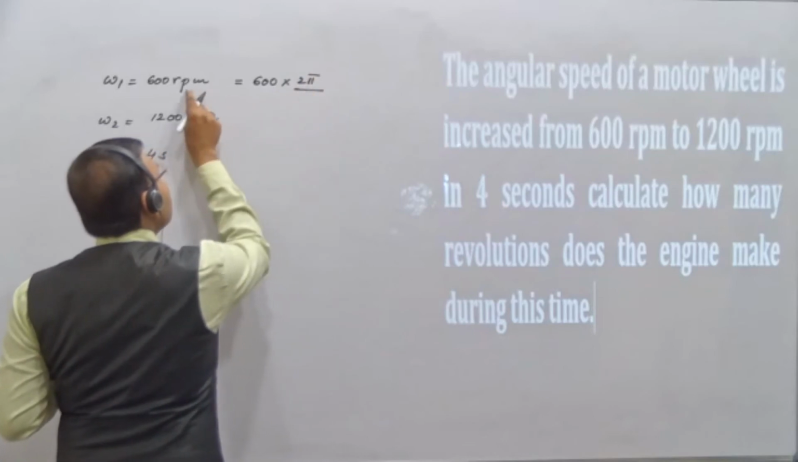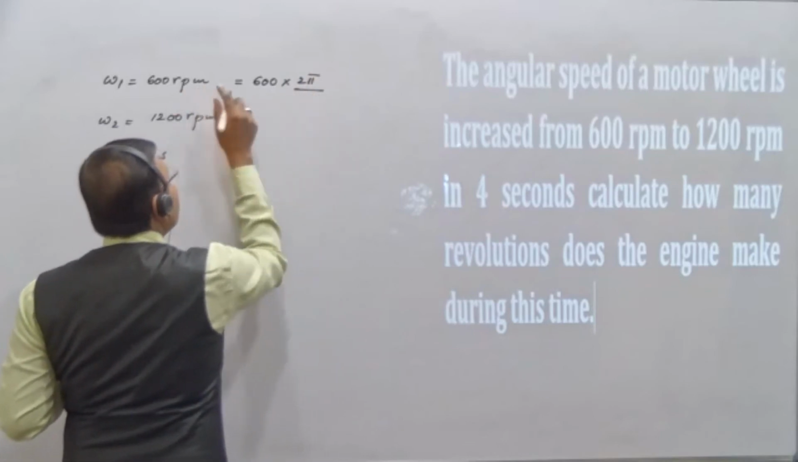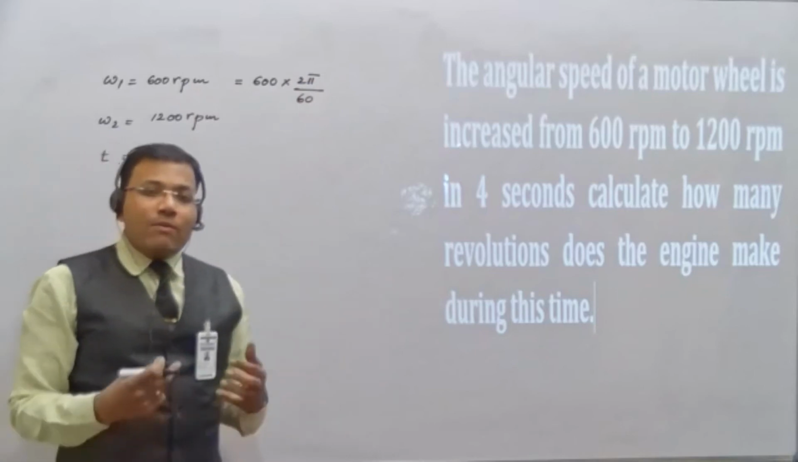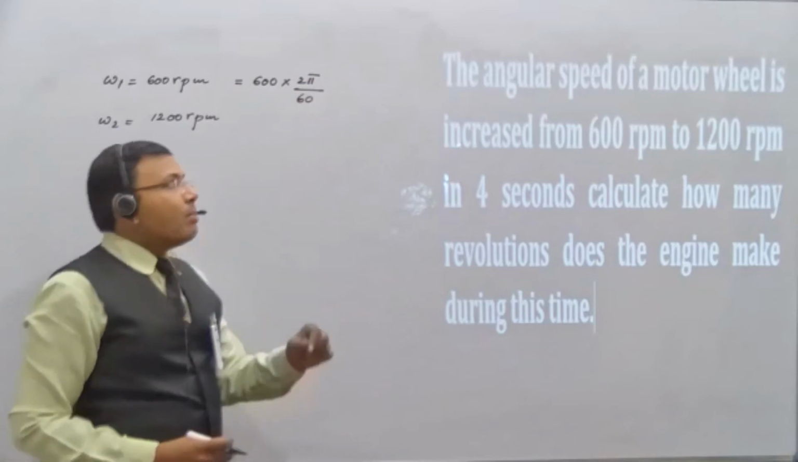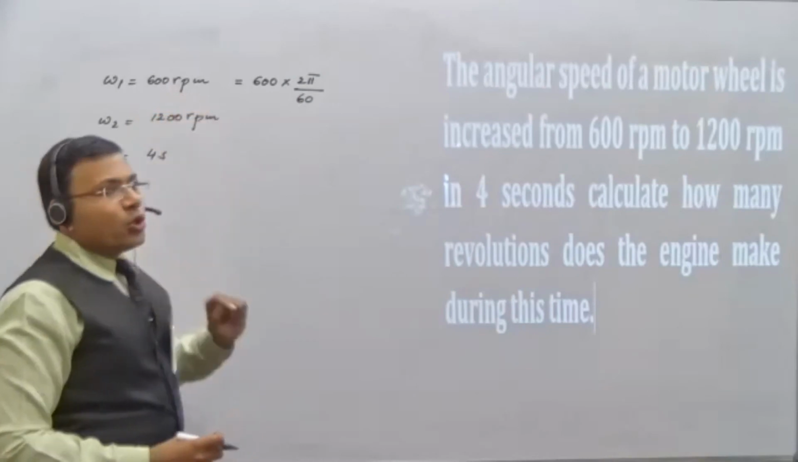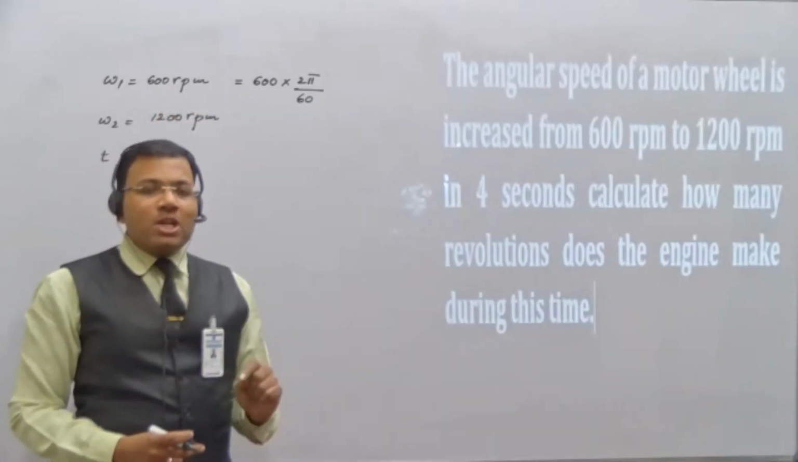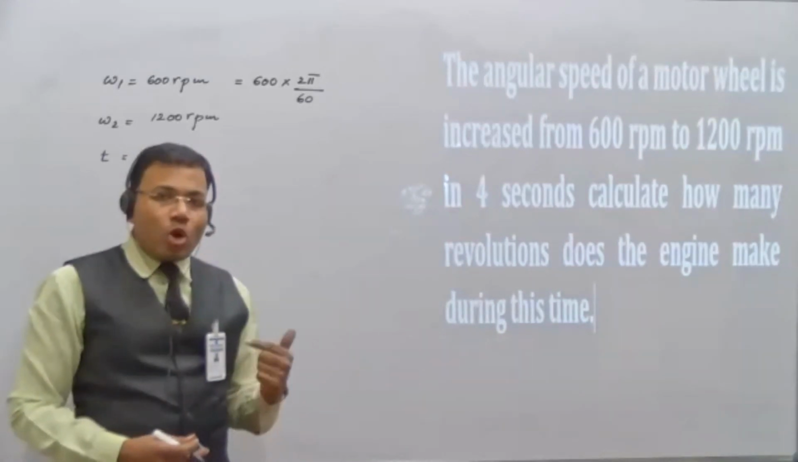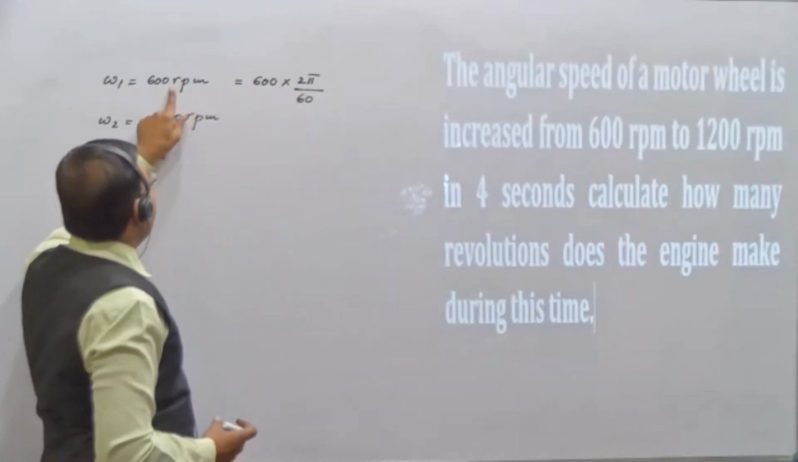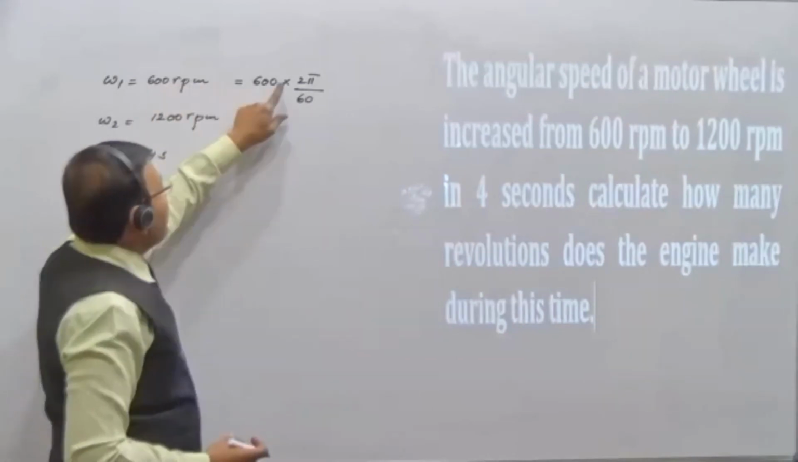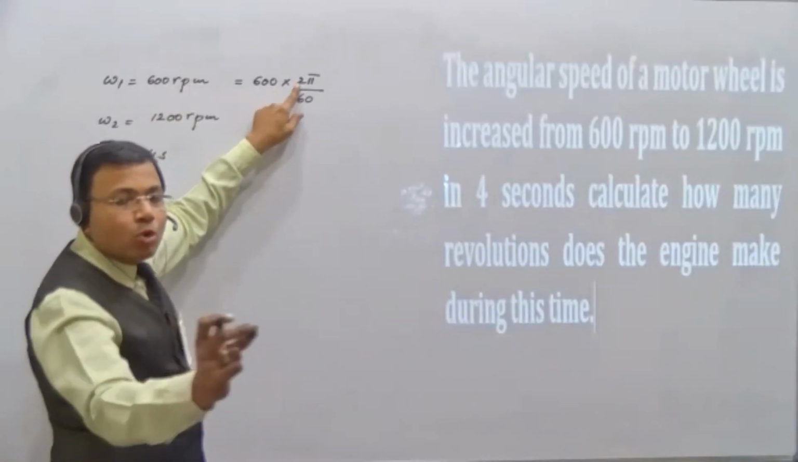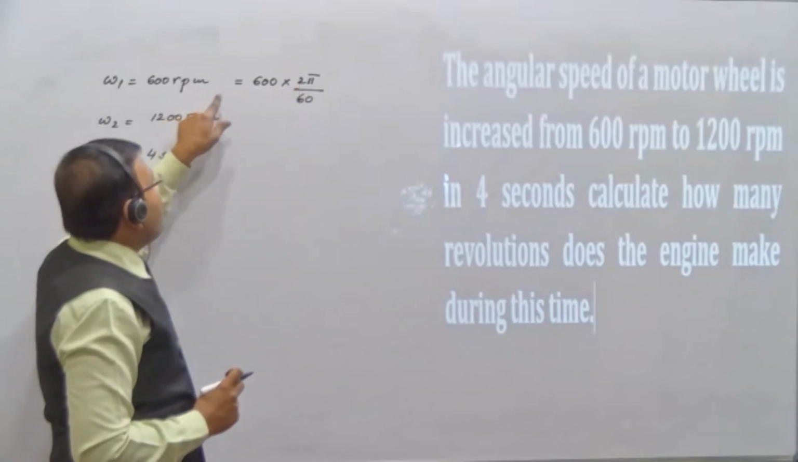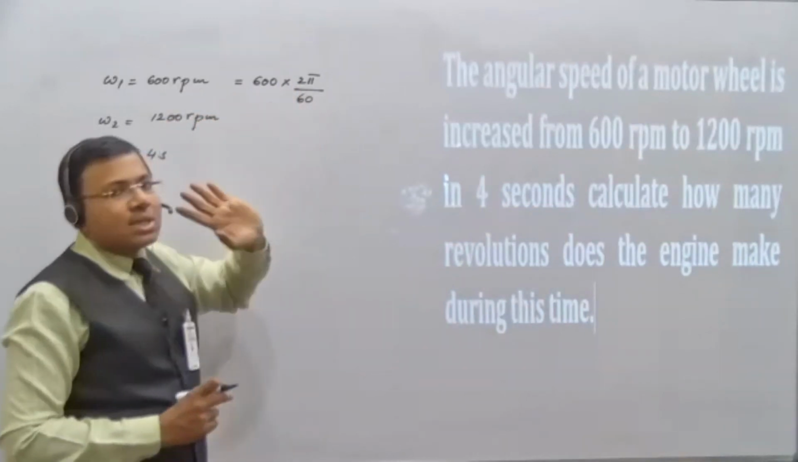divided by 60, since this is per minute. Try to understand why I am multiplying what I am multiplying. Again, rpm is not the unit for angular velocity, radians per second is the unit. So one revolution is how many radians? 2 pi radians. R stands for revolution, that is 2 pi radians. When one revolution rotates, it covers 2 pi angle. By per minute, per means by, and minute means it is 60.